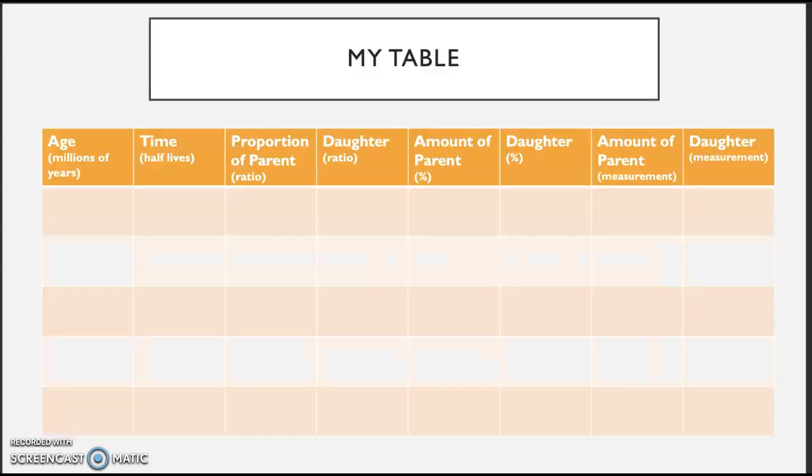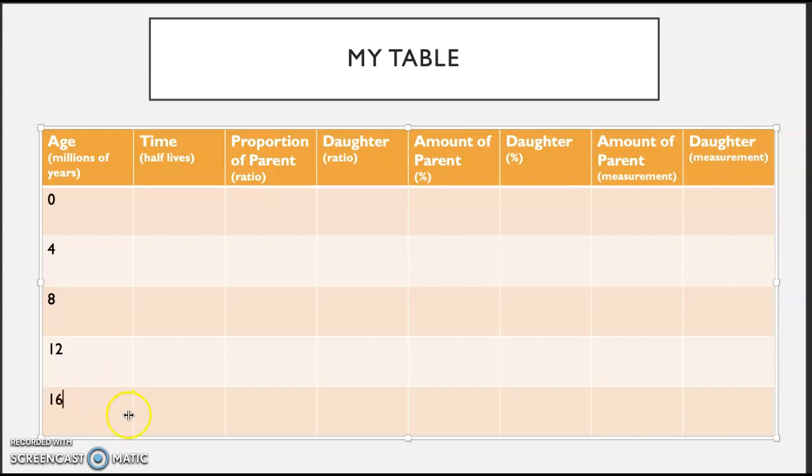So here's my table for the age. Obviously, we start with 0 millions of years. And then my half-life was 4 million years. So then we're going to go to 4. And then this kind of like squares itself. So then it's 8. And then we add 4 more, it's 12. And add 4 more, it's 16 millions of years.